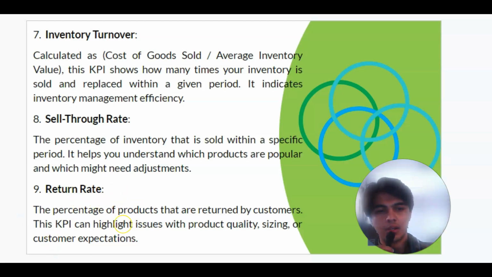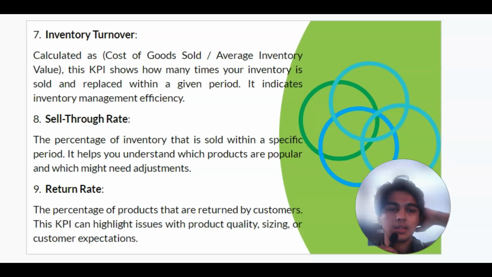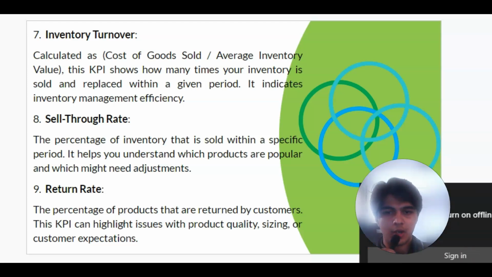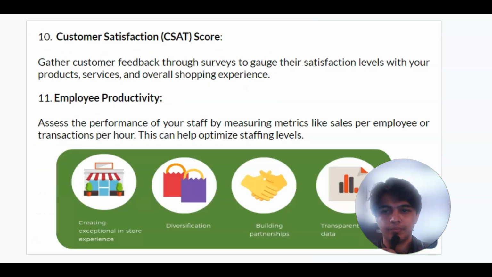Return rate. This indicator calculates the percentage of the products that have been returned by customers. Like if there is any defect or anything like that, then a customer will surely return the product. It will calculate the percentage of products that have been returned by the customers, meaning they are not using your products that much.